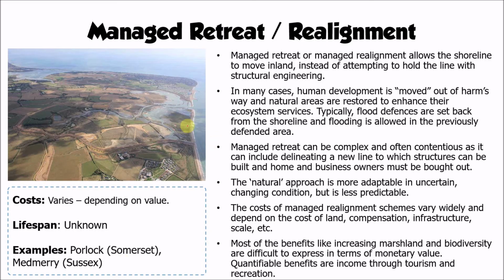So in this example we can see in the photo, this is Medmerry in Sussex, and normally this beach running along here would have been the natural defence to the land, farmland and properties behind the beach. This beach though was at risk of overtopping, and so what the Environment Agency have done is they built some new defences further inland, and we can trace the rough outline of those defences. If we look here, we can see the new earthen embankments that were built.